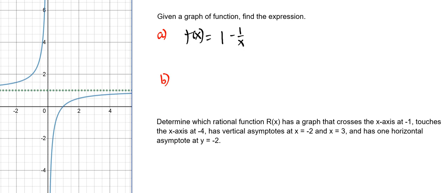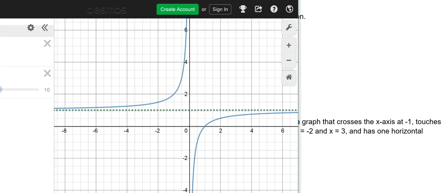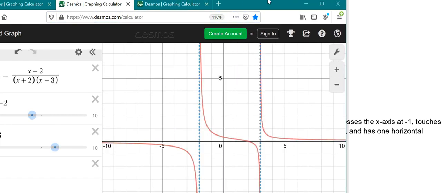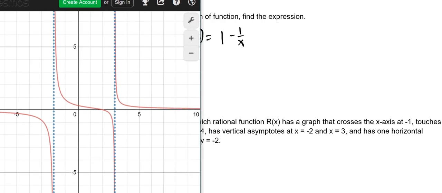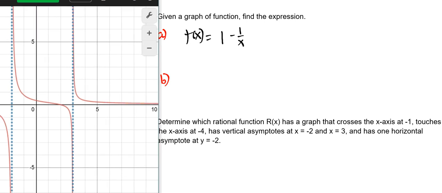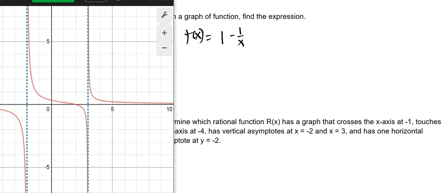Now let's look at the second graph. The second graph is given in this way. First, you have asymptotes. Here is 2, and here is 1, 2, 3.